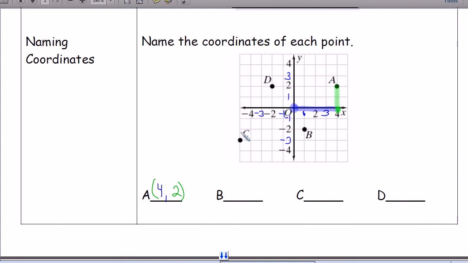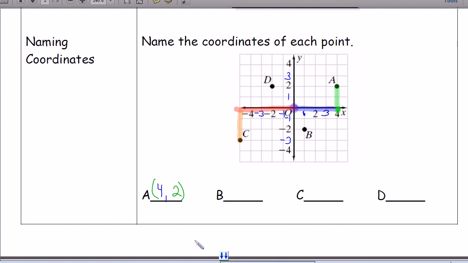Now let's do point C. Point C is over here on quadrant number 3. So I'm going to start with going to the left. Let's see how many units. Start at the origin, I'm going to go left all the way over here. That's 5 units. And then I'm going to go down 1, 2, 3 units. So that's where I end up.